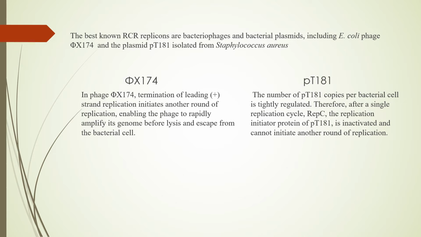In phi X174, the termination of the leading strand replication initiates another round of replication, enabling the phage to rapidly amplify its genome before lysis and escape from the bacterial cell, whereas the pT181 copy number per bacterial cell is tightly regulated. Therefore, after a single replication cycle, Rep-C, the replication initiator protein, is inactivated and cannot initiate another round of replication.